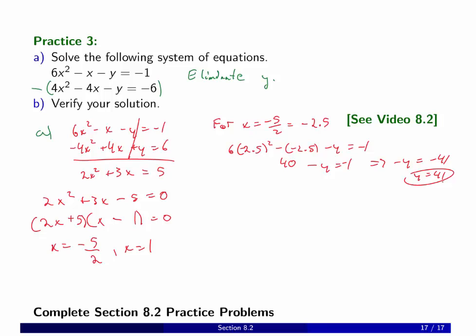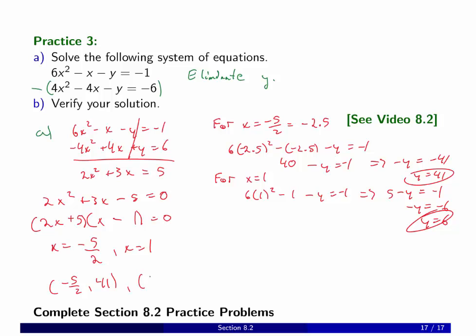Okay? And then for the second, for x equals 1, we're going to have 6 times 1 squared minus 1 minus y equals negative 1, which will give you 6 minus 1 is 5. So you're going to have 5 minus y equals negative 1. And then you're going to have negative y equals negative 6, y equals 6. Okay? So far so good. So our 2 points will be negative 5 over 2 and 41 and 1 and 6.